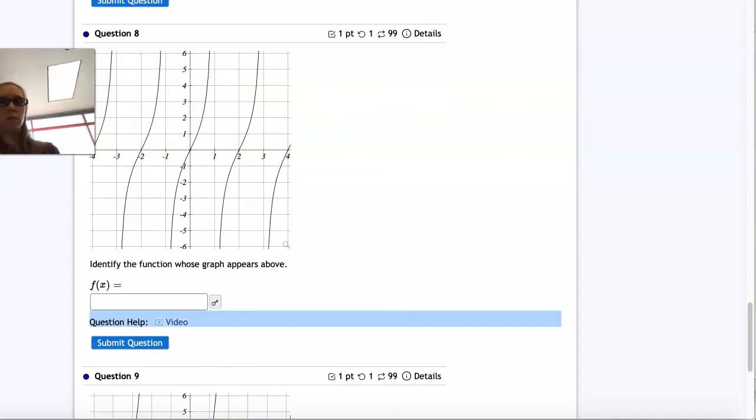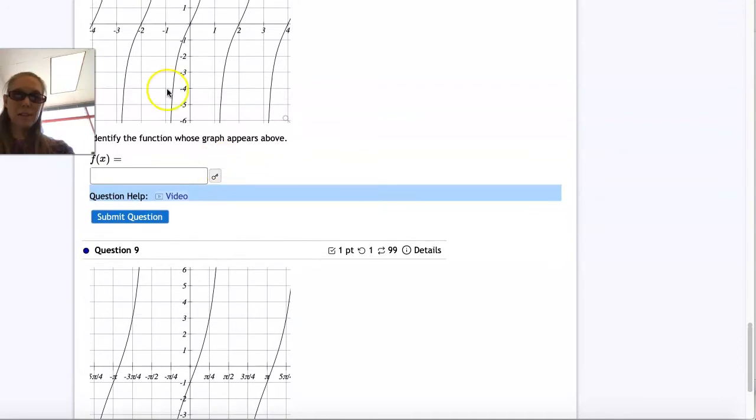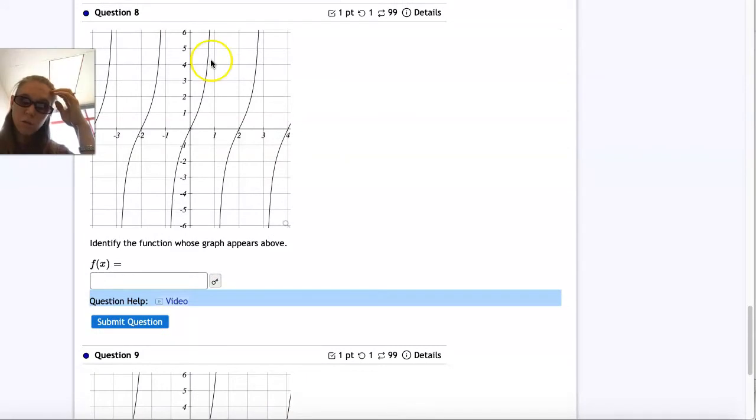Okay, so I want to show you questions 8 and 9, and then I want to show you some problems on the board. So first of all, for questions 8 and 9, there is a difference between the x-axes. This one is with integers, and question 9 has multiples of pi. So that's going to have an impact on the period. What you want to do for starters is try to figure out where the asymptotes are. So I'm going to put yellow lines for where the asymptotes are here.